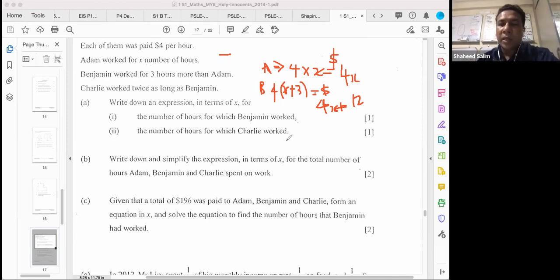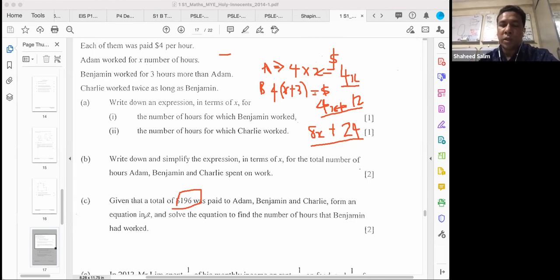The third one, Charlie, he worked twice as long as Benjamin, right? So we can just times this by 2. What you get? 8X plus 24. So this is the amount of money Charlie was paid, the amount of money Benjamin was paid, and the amount of money Adam was paid. And they say the total is 196. So I can take Adam's money plus Benjamin's money plus Charlie's money is equal to 196.